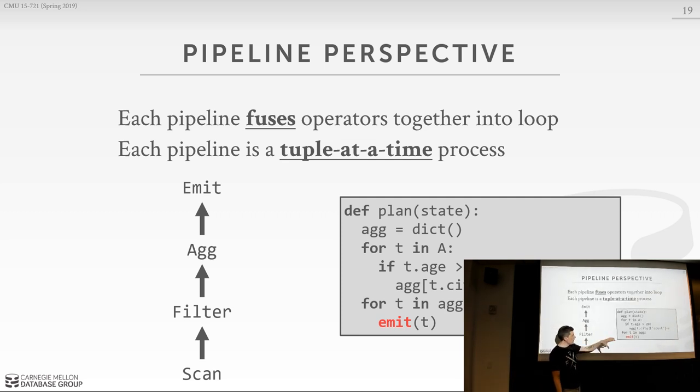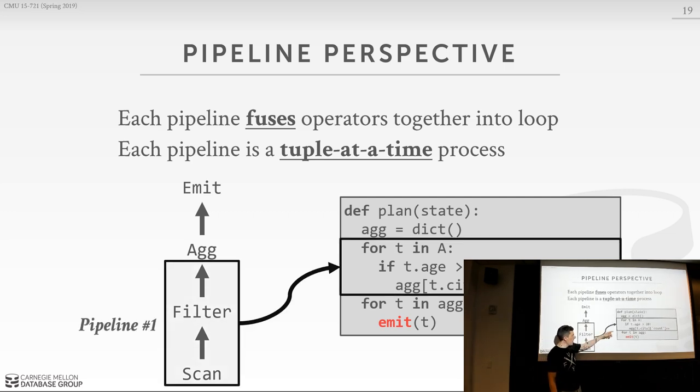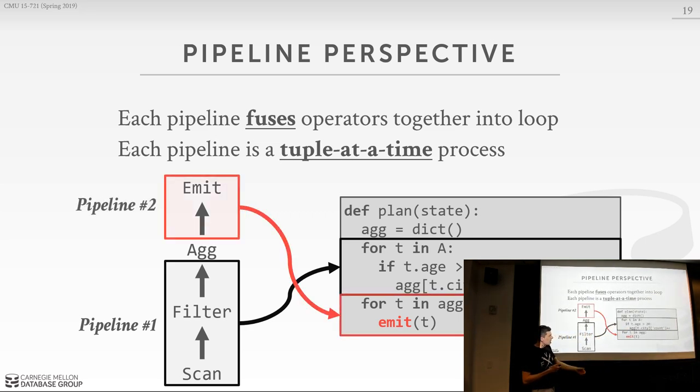Under Hyper, the code it would generate would be like this. You have the first pipeline, and you're iterating over every single tuple in A. Then you apply your filter, and then you store it into your aggregation hash table, because you're computing an aggregate. And then in the second pipeline, you iterate over every single tuple in your aggregation after you've computed it, and shove it up as the output of your pipeline.